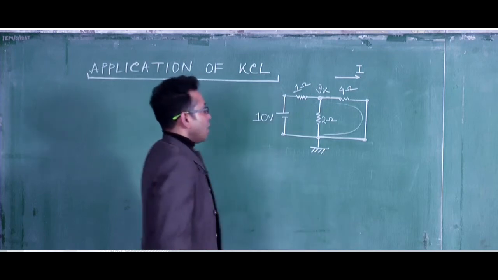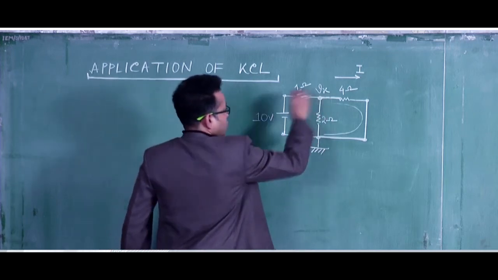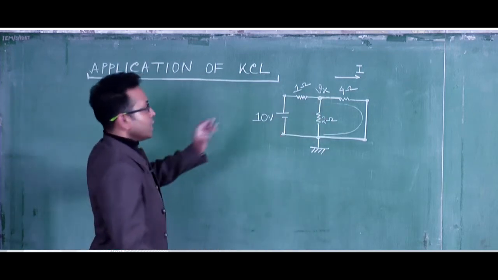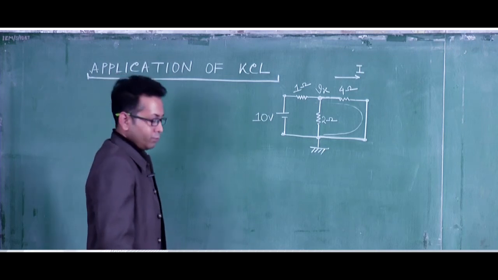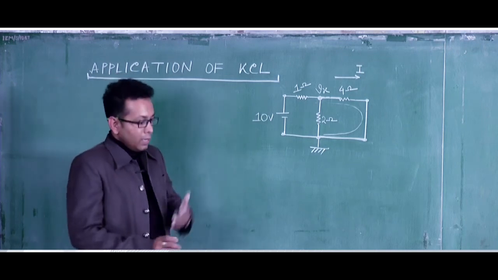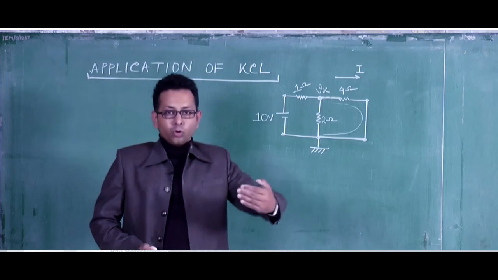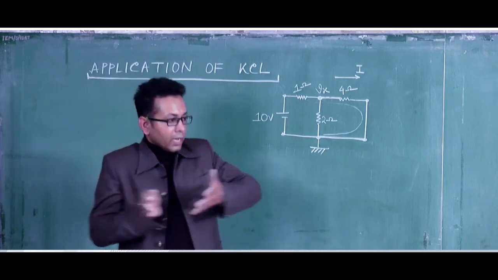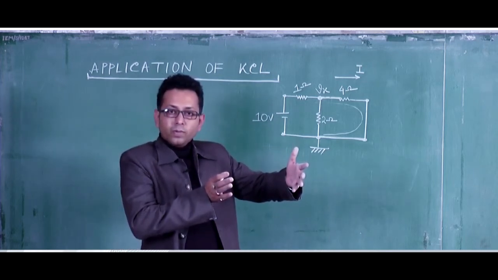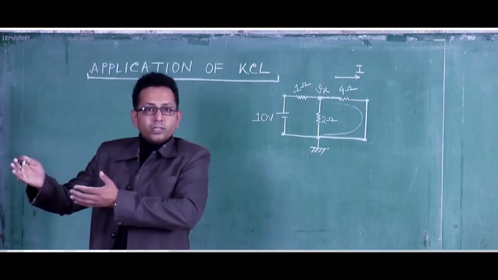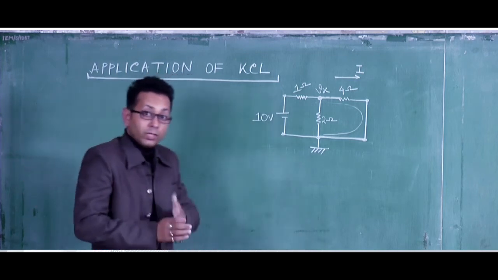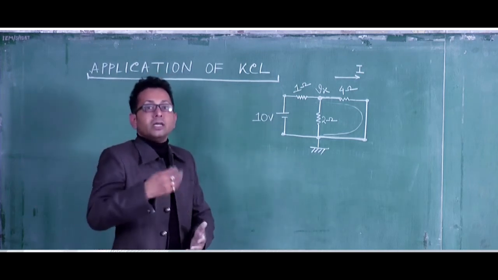Now, the question is how could we find the Vx for this node? Now, apply the KCL for this node. I have already told you to always maintain this prototype: entering currents will be considered as positive and outgoing currents will be considered as negative. Otherwise, you will be confused with the sign.